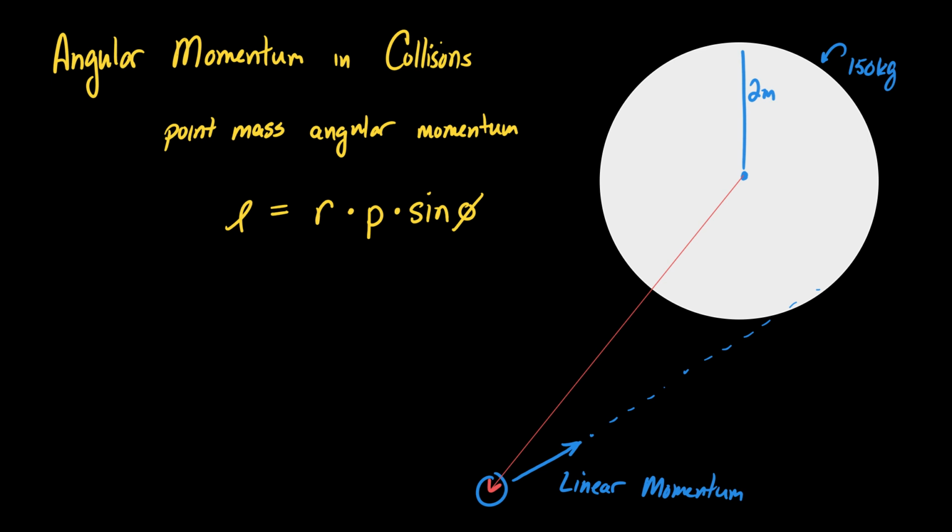R is this. R is the line that connects the axis of rotation with the kid. That's what R is. Phi is the angle between the momentum and R. And p is the momentum, mv.